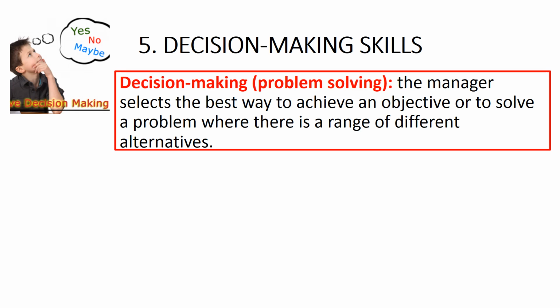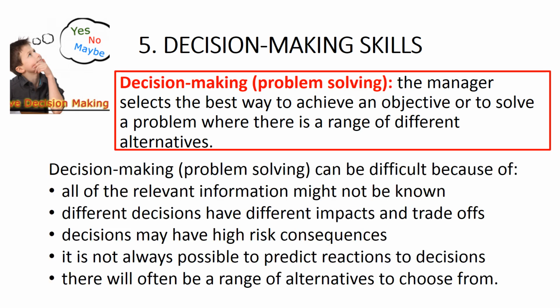Well, managers may face a number of difficulties in making decisions. Firstly, it may be that the manager doesn't know all of the relevant information, that is, all of the information they need to make a fully informed decision. That is, there may be uncertainties, and it may be that some of this missing information is information which, if the manager had it, would cause them to make a different decision.